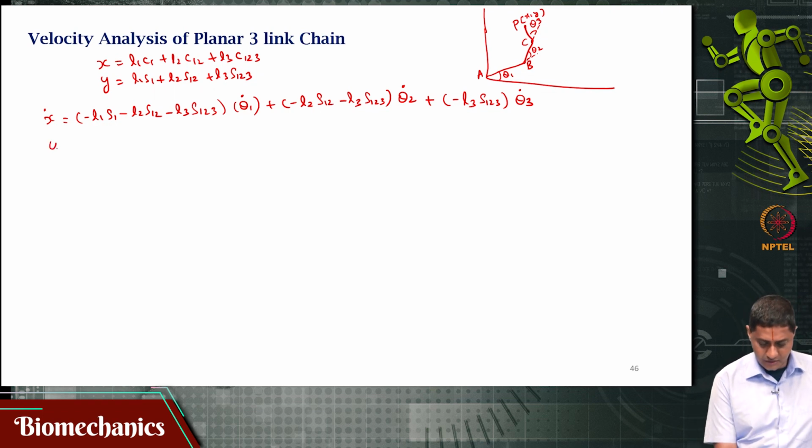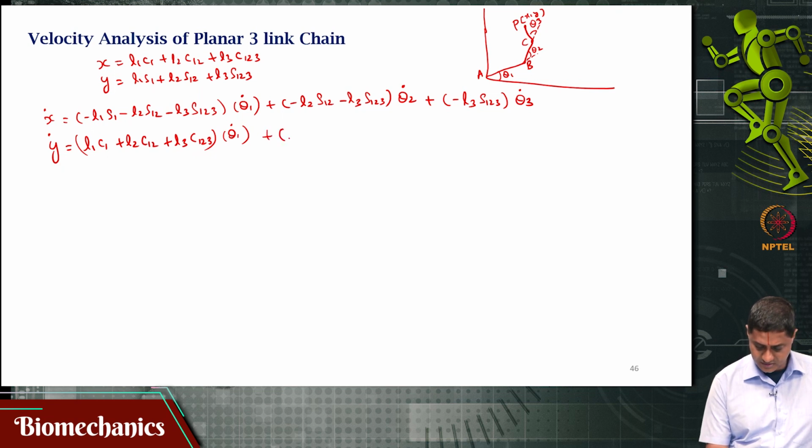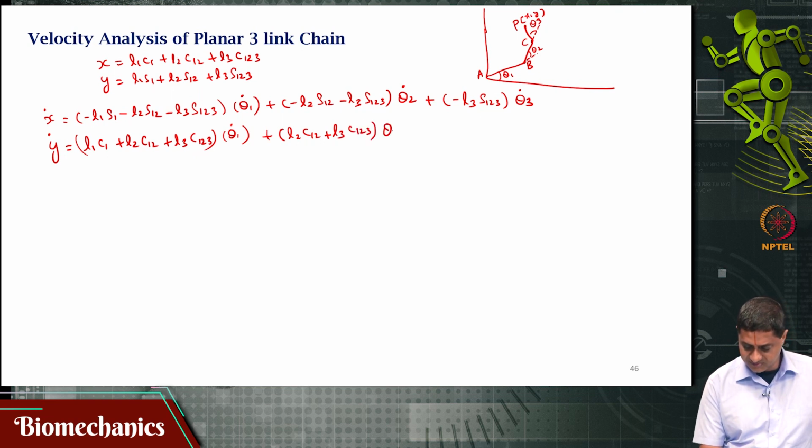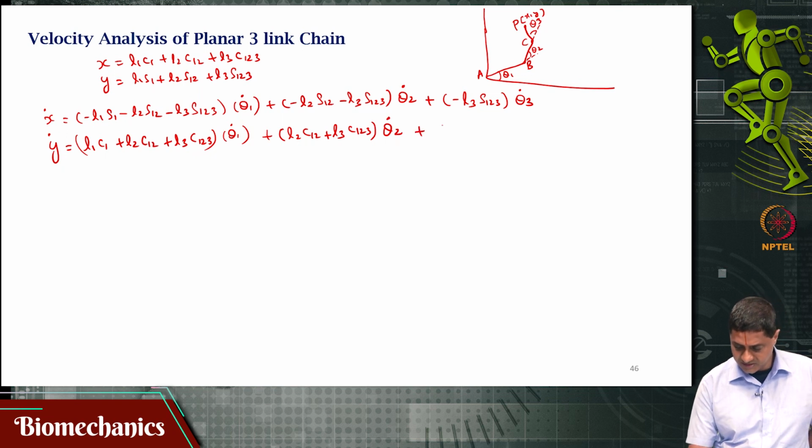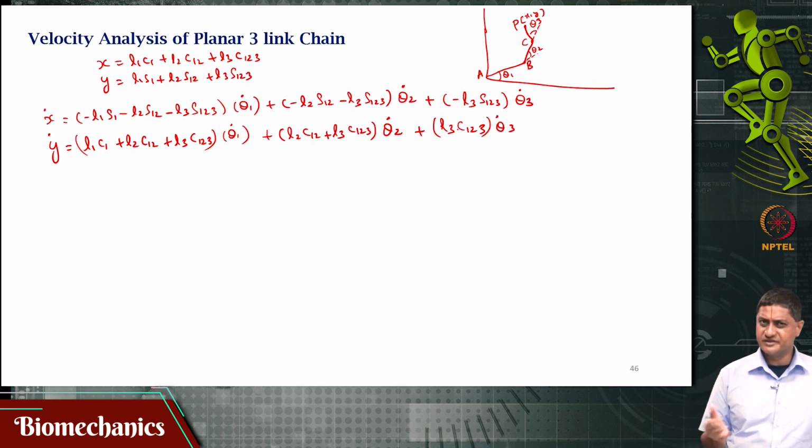Right. Likewise, y dot would be L1C1 plus L2C12 plus L3C123 times theta 1 dot, plus L2C12 plus L3C123 times theta 2 dot, plus L3C123 times theta 3 dot, using the chain rule.